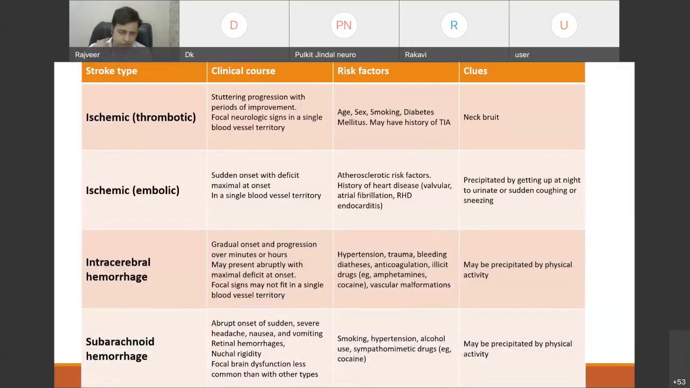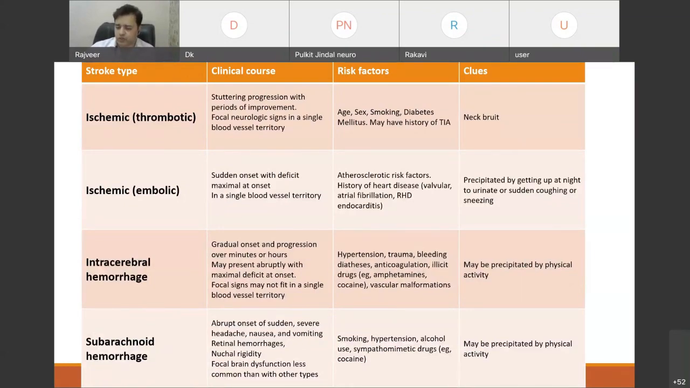So once you have discussed how to differentiate between different kinds of strokes, like ischemic stroke, there are two types of ischemic stroke: one is thrombotic, one is embolic. So what are the features of thrombotic stroke?